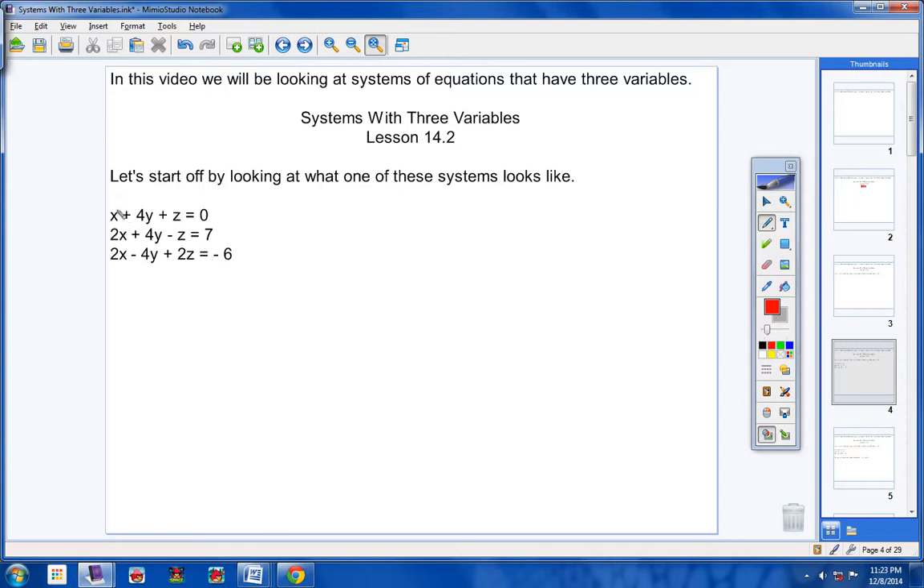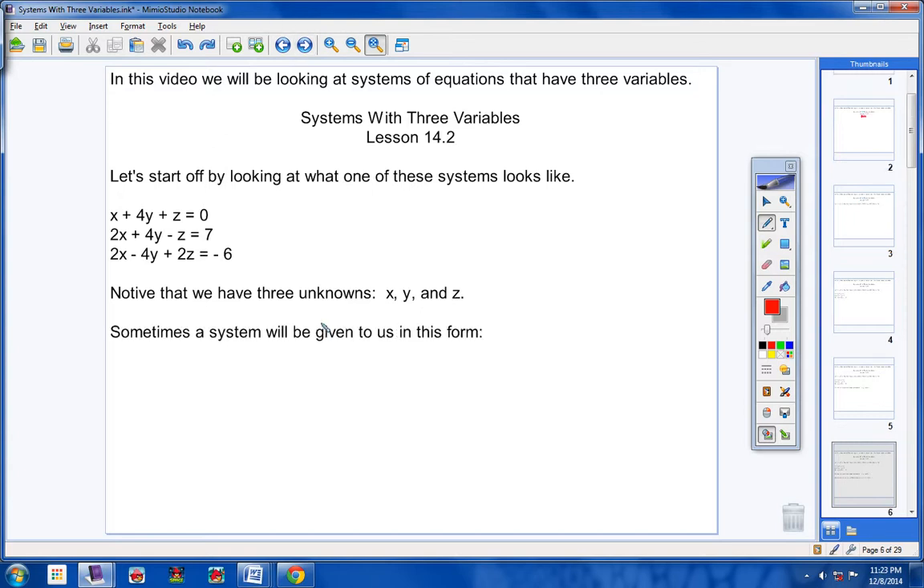Notice I have three variables, x, y, and z. So what we have here is a system of equations that has three variables. Now understand, the three variables do not have to be x, y, and z. They can be a, b, c, or any three letters that you want. Notice that we have three unknowns, x, y, and z.